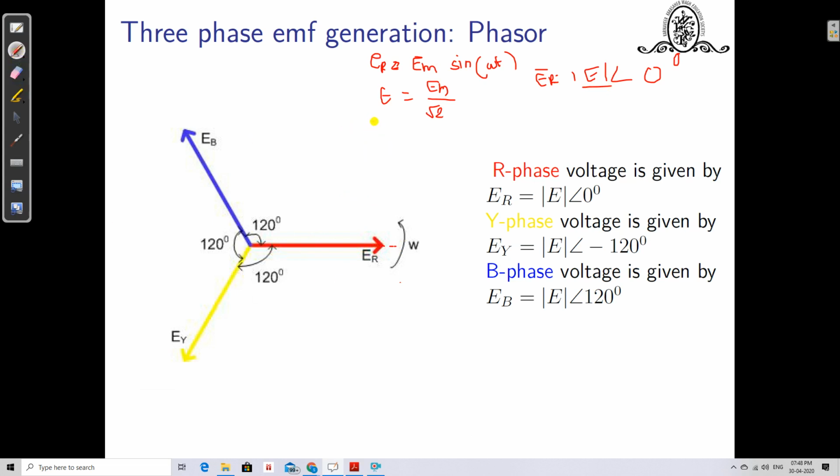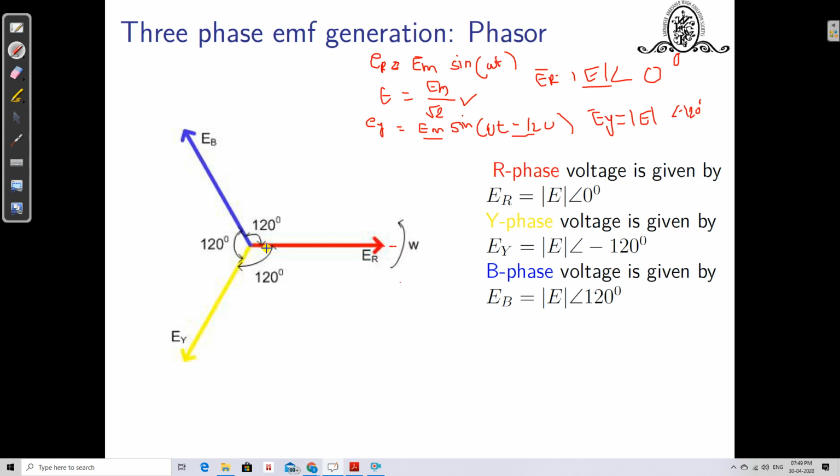So the Y phase voltage is given by EY is equal to EM sine of omega t minus 120. As the phase angle is minus 120 and the maximum value is the same, hence the RMS value is also the same. So in terms of phasor, how can we represent it? Let's write it down. The Y phasor, EY, can be represented as mod of E at an angle of minus 120, because the phase angle difference with respect to the reference is equal to minus 120.